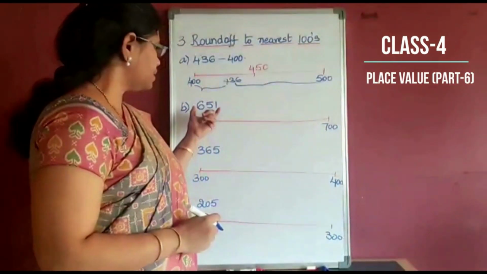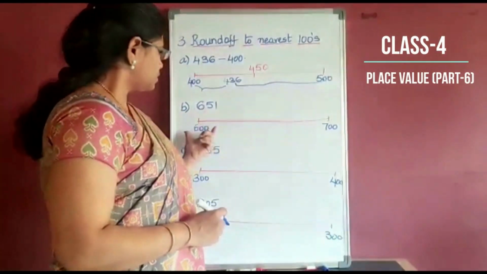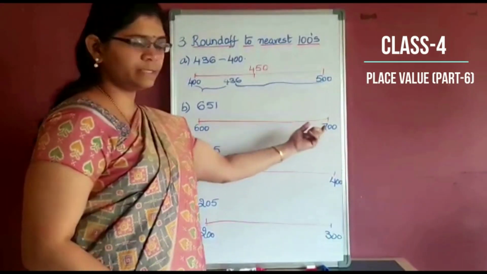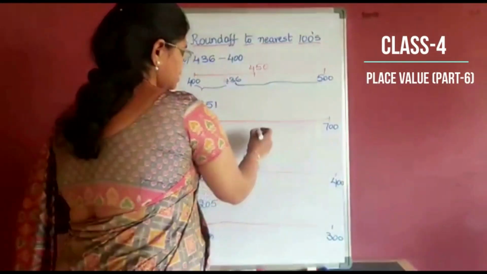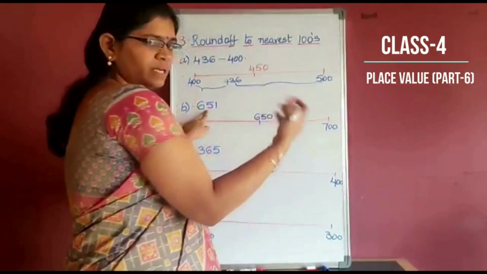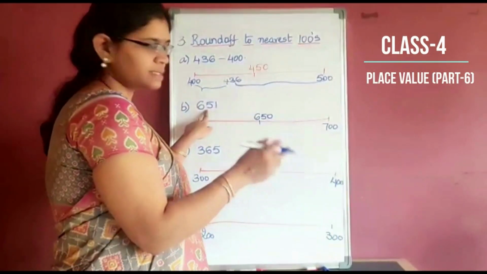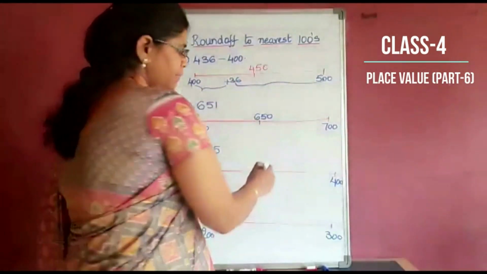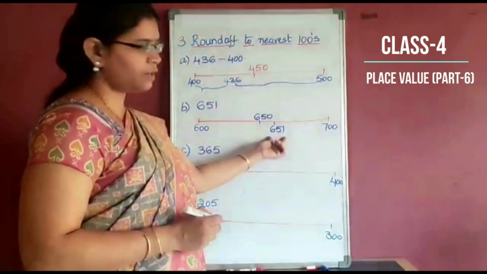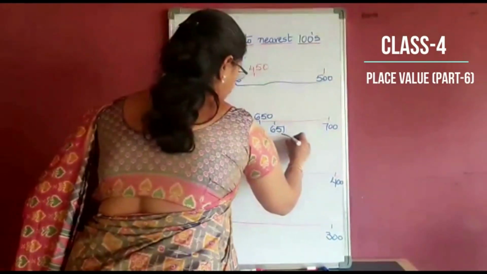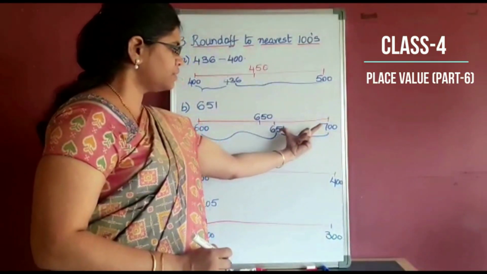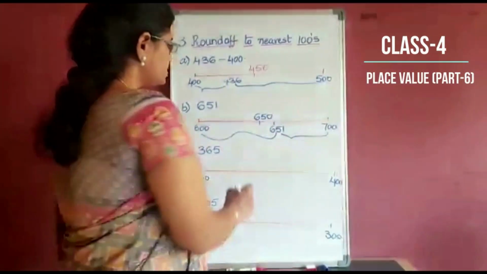Now let us see, children. 651. This is in between 600 and 700. What is the exact middle number for 600 and 700? Yes, it is 650. Now our given number is just next to that. It is its successor, 650, and then immediately you have 651. Now is this 651 nearing 700 or is it nearing 600? This is a shorter distance, isn't it, children? So 651 is rounded off to 700.